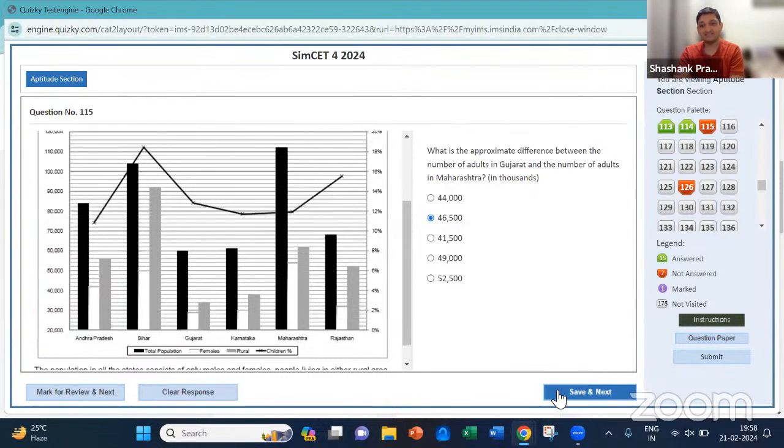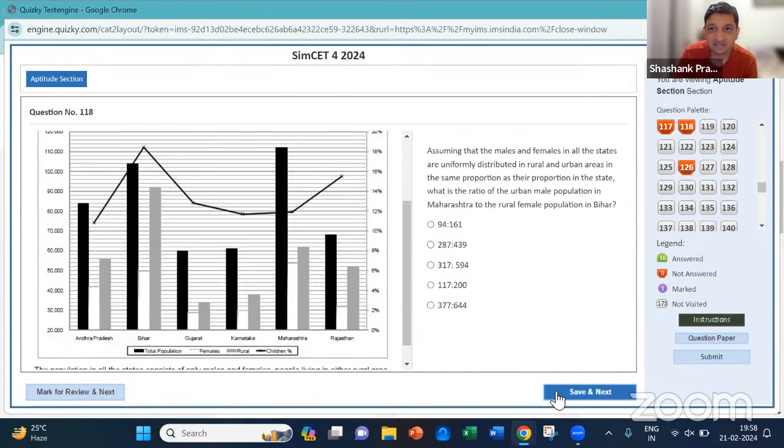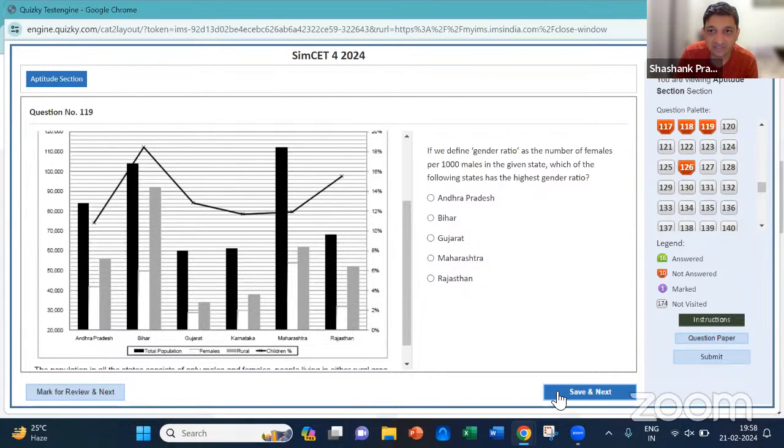Let's see. Okay. 49% of children in Andhra Pradesh are girls, 52% are boys. Boys in Andhra Pradesh more than girls in Karnataka. This will be very painful. I'll let go of this. I don't want it. Let's not do this.